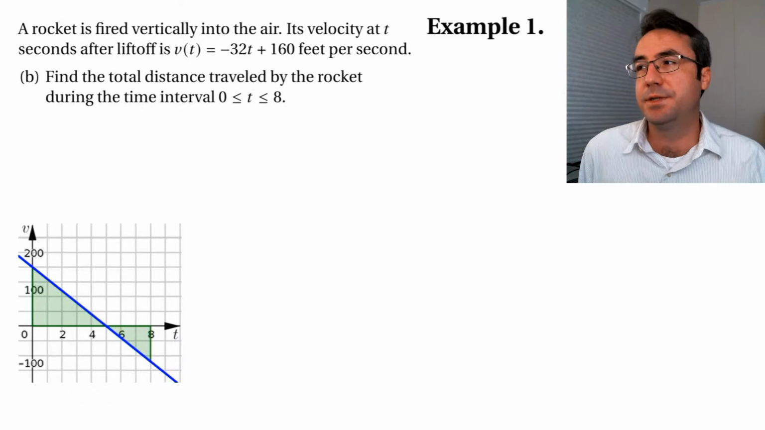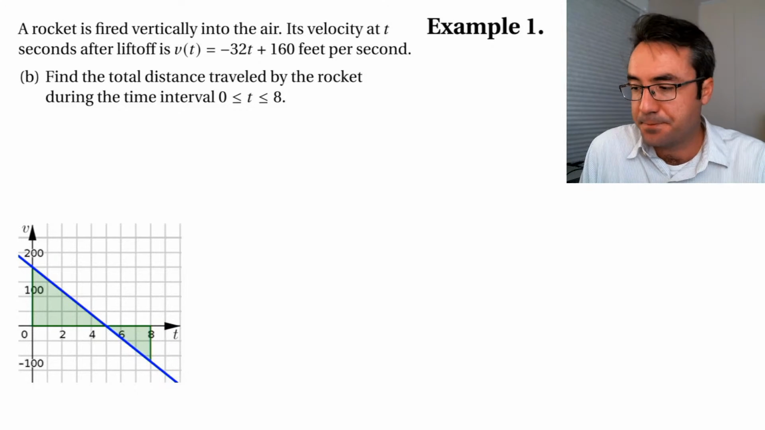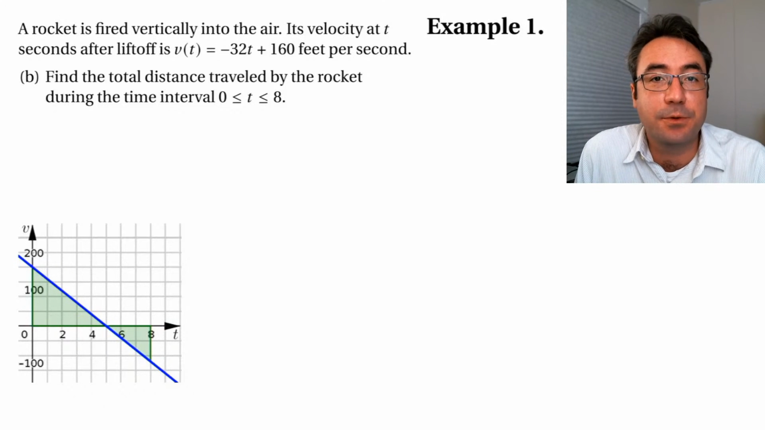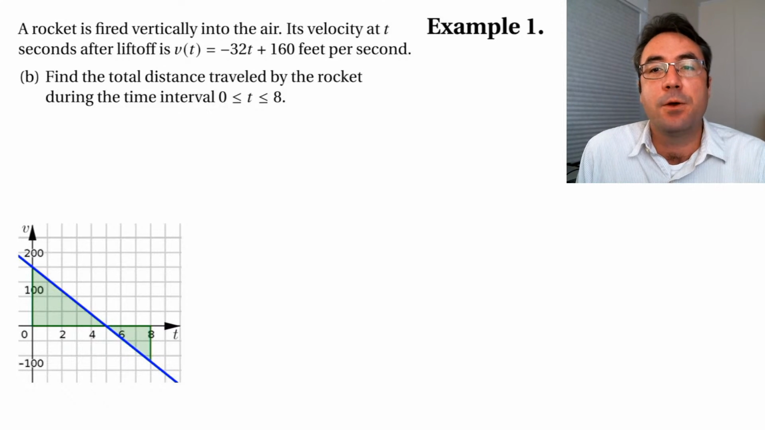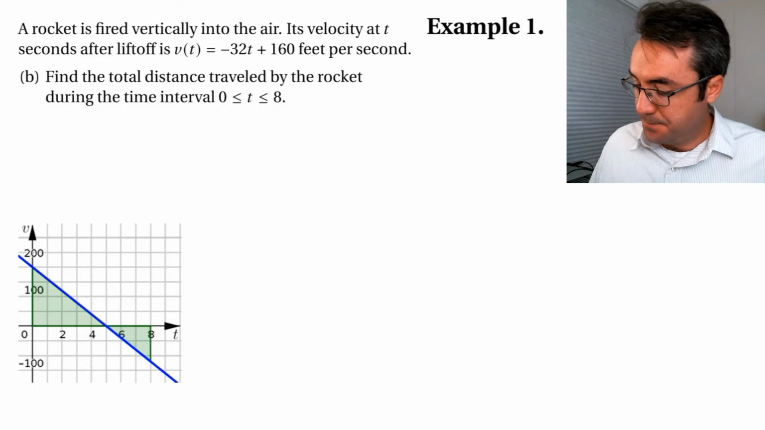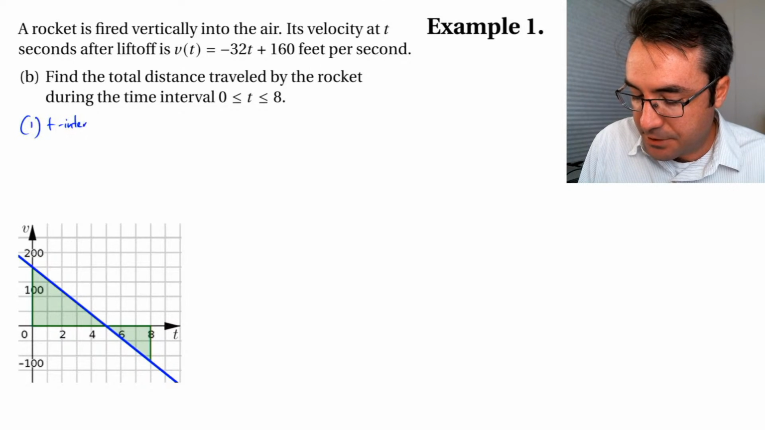All right, let's calculate total distance. So how are we going to calculate total distance? Well, we're just going to calculate the area for each of those regions and add them together. And so the thing we need to calculate is, where exactly do we cross that horizontal axis? And that's what we want to find. We want to figure out our t-intercepts.